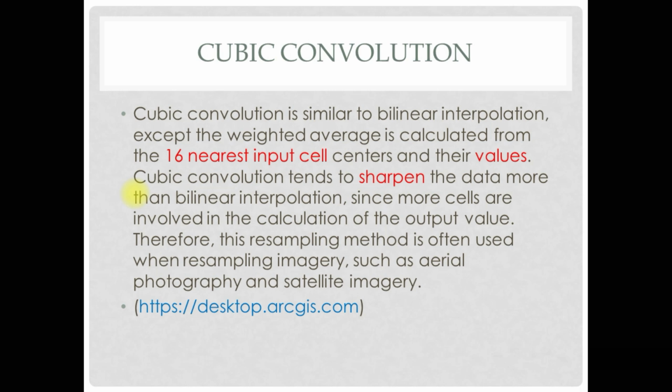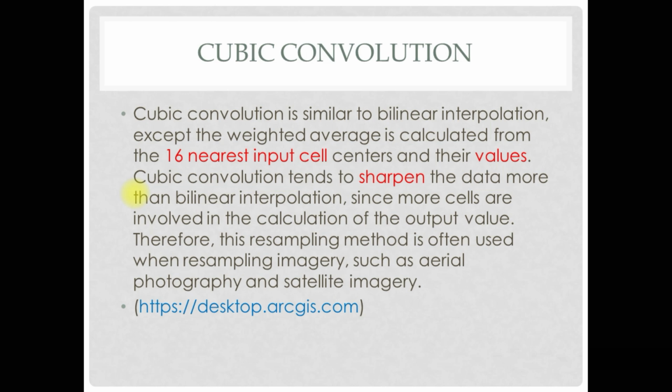And the last resampling technique is the cubic convolution. Cubic convolution is similar to bilinear interpolation, except the weighted average is calculated from the 16 nearest input cell centers and their values. Cubic convolution tends to sharpen the data more than bilinear interpolation, since more cells are involved in the calculation of the output value. Therefore, this resampling method is often used when resampling imagery such as aerial photography and satellite imagery.